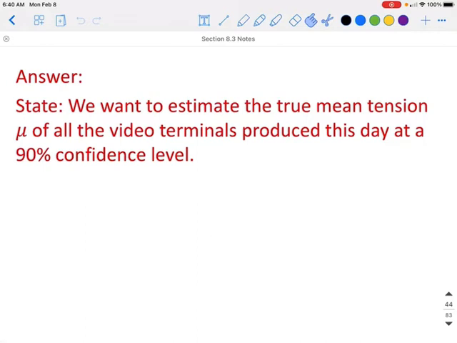Next, we need to do our plan. When you do your plan, you need to state what process you're going to use. So are you going to use a one sample Z interval or a one sample T interval? And then you need to check the conditions to make sure you can actually do the process. So that's where you're going to check random, normal, and independent.